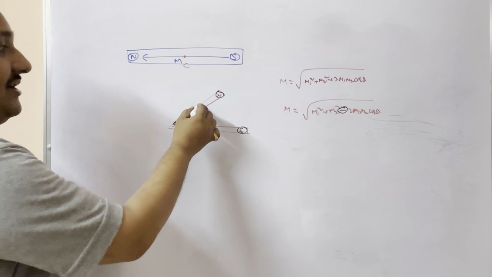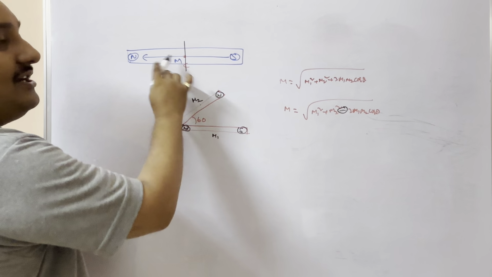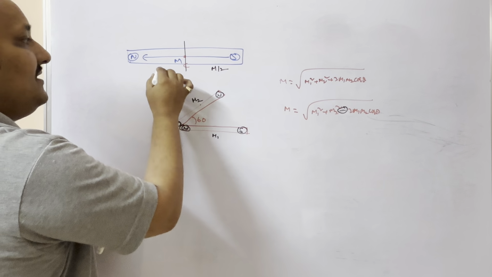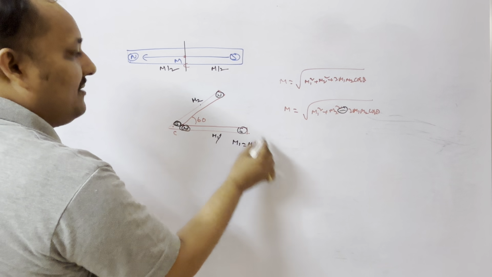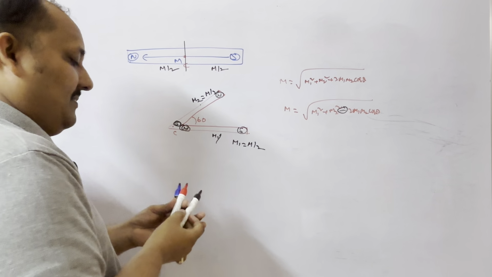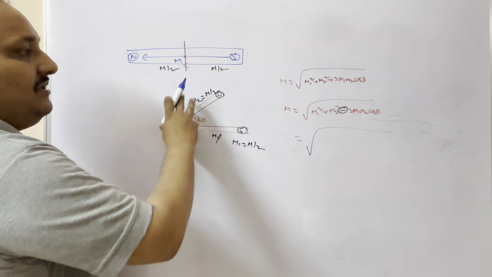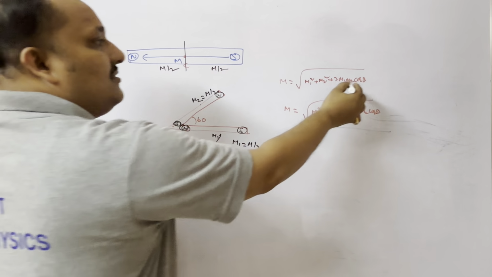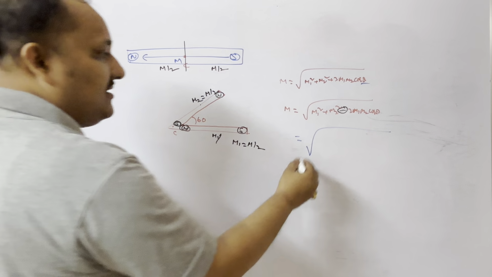Now what is the magnetic moment of each part? M1, M2. They bent at the center. Center means it is divided in half. Therefore this is M by 2, M by 2. Therefore M1 is equal to M by 2, and M2 is also M by 2. Now substitute in this. Sometimes, if they don't know same poles or opposite poles, they take cos 60 with plus. Then you will get the wrong answer.